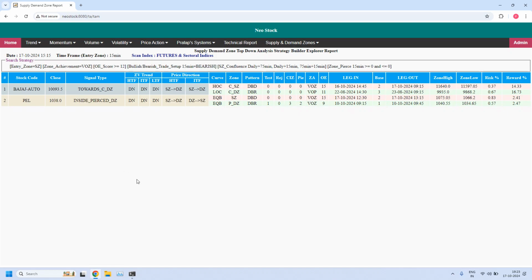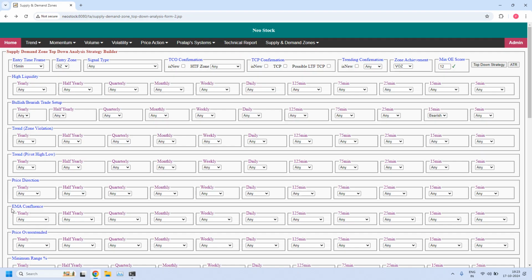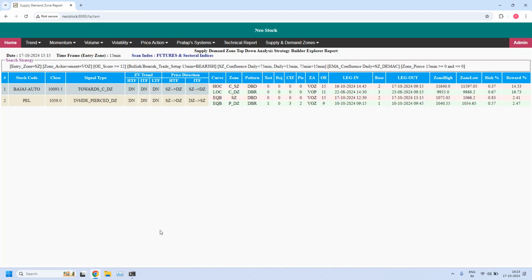Because they are part of the daily, HTF time frame is daily. 15 minutes and 75 together part of the daily zone, and daily trend is down. And if the daily zones are having daily EMA confluence, it is even more high probability setup. Already they are high probability setups. If EMA confluence is there, even more high probability. Let's verify. In the EMA confluence at daily time frame, daily supply zone with the daily EMA confluence filter we set. Let's verify. Oh, both the stocks are having daily EMA confluence. So they are high probability setup stocks.